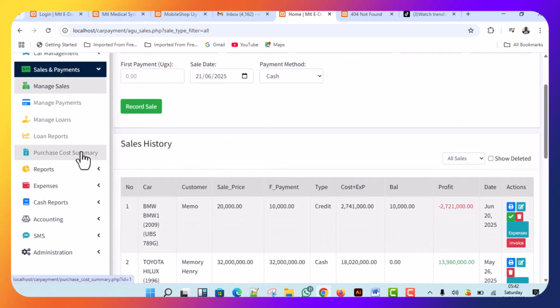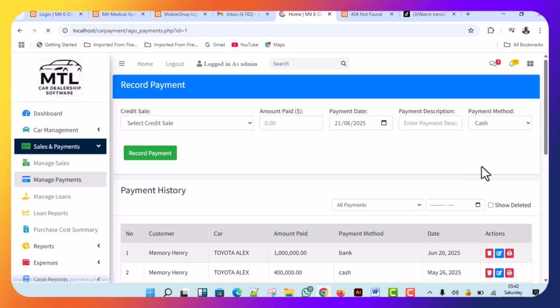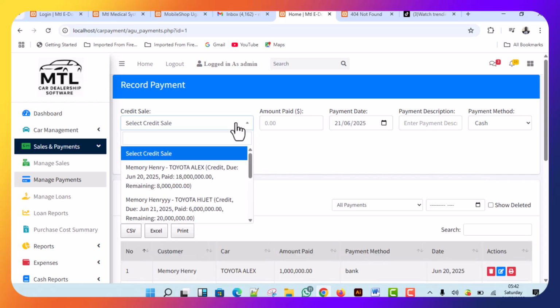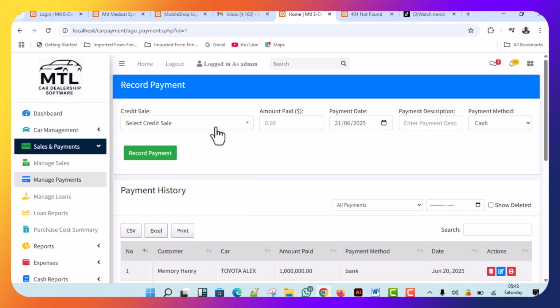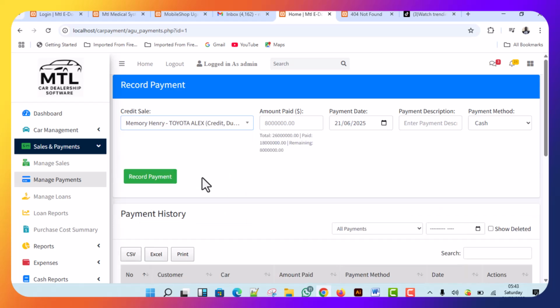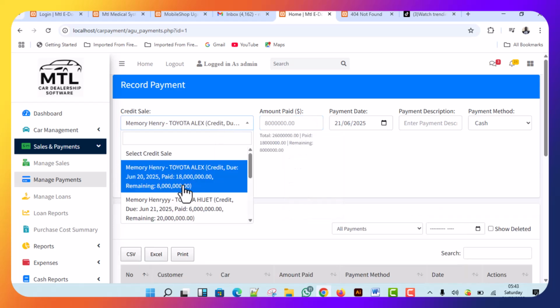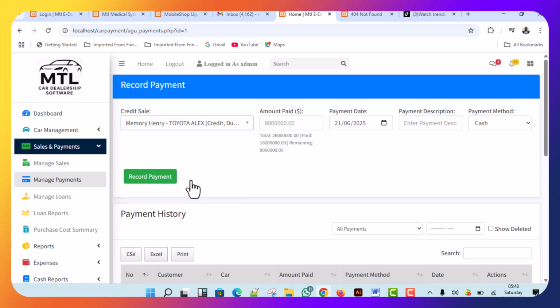Yeah. So that is manage expenses, then manage sales, then manage payments. So if someone has taken a car on credit and you are demanding them, how are they going to pay back the money? So you come here on payments. If the customer has brought the first payment or second, or another payment, select the car. Let's say this is the car. Then it shows you how much was paid and what is remaining. You can even see the total amount paid, then the amount that is remaining.